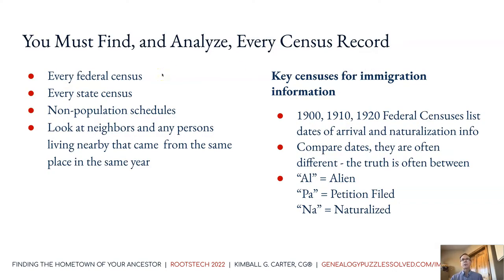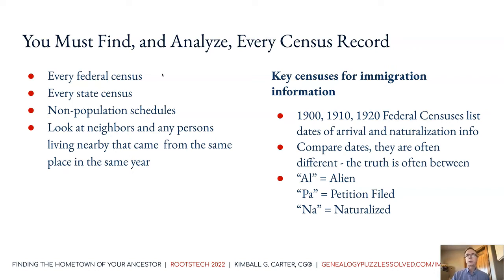So first, this is Part 2. We talked about some of the other records in Part 1. You must find and analyze every census record. So this is very important for immigration research. Every federal census should be checked, every state census. Oftentimes non-population schedules might be used. Look at neighbors and any persons living nearby that came from the same place in the same year.